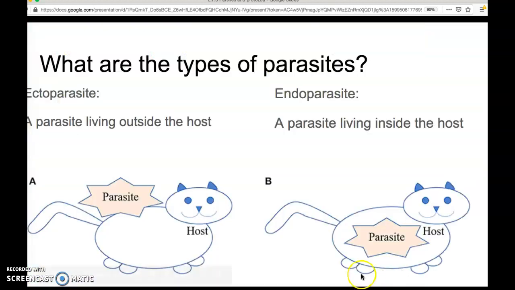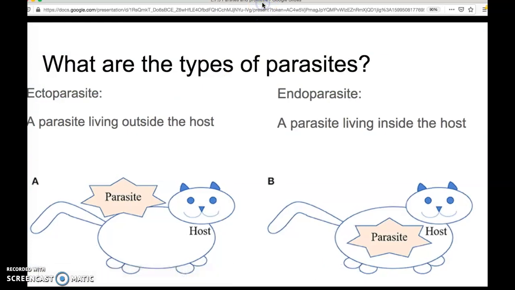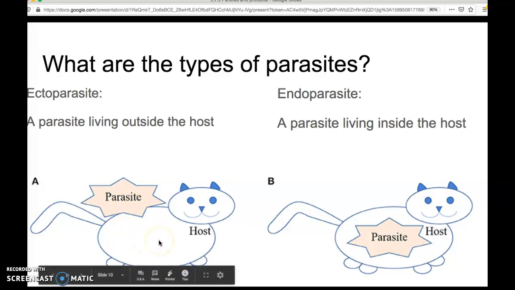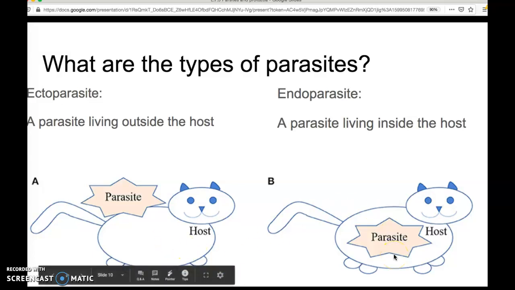There are two types of parasites. We have ectoparasites and endoparasites. Sorry, I'm trying to make sure you can read that. So ecto, that word means outside. So outside parasite, a parasite living outside the host. In my little example here, see my parasite is outside of the cat. Endoparasite is a parasite living inside the host. With my little diagram here, my parasite is clearly inside of the cat.